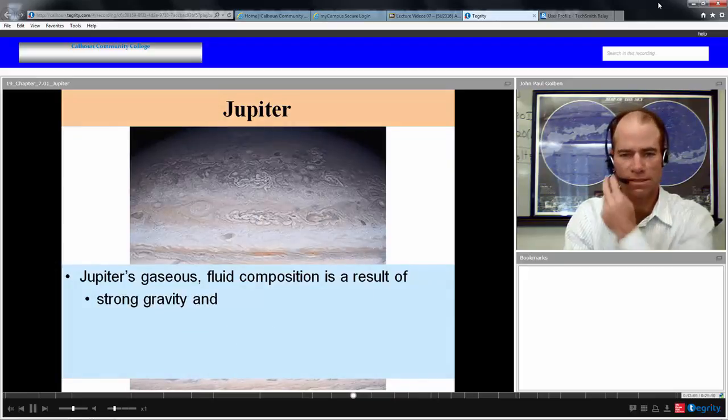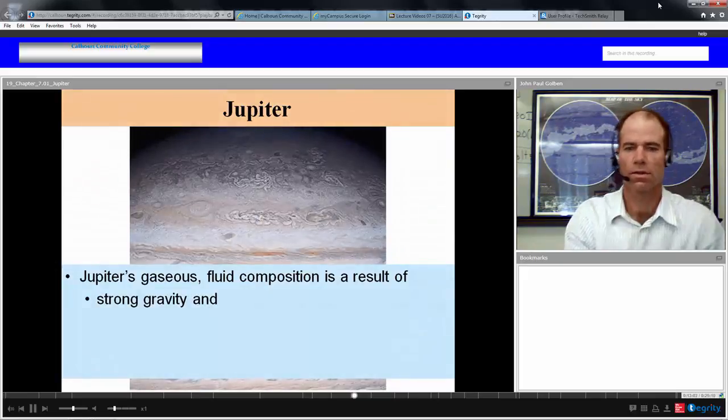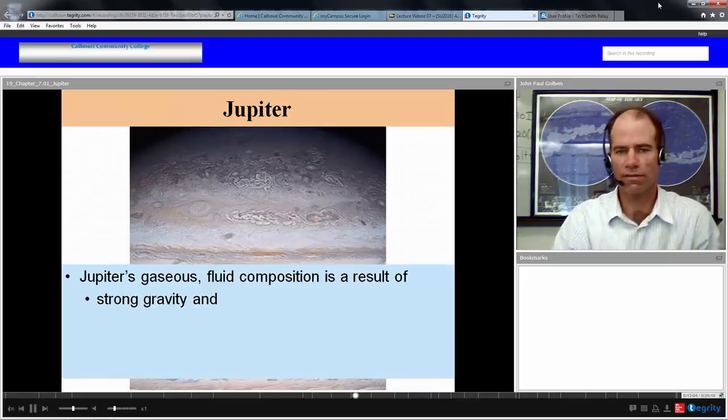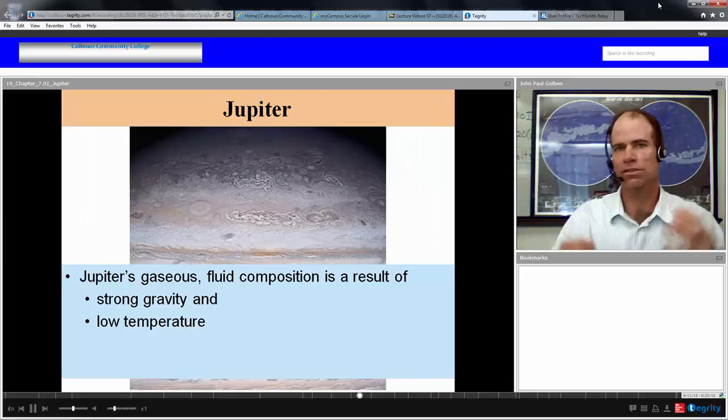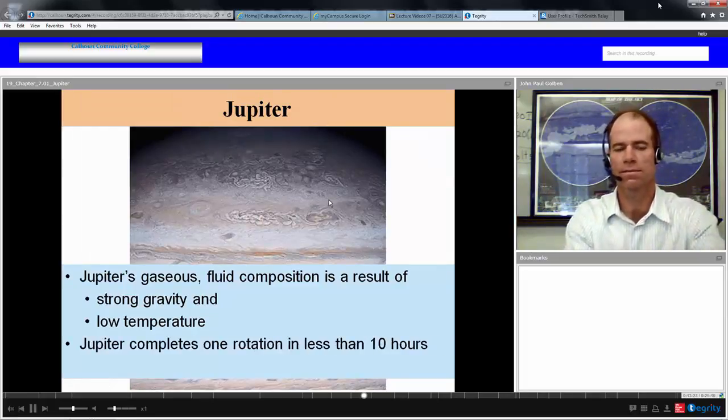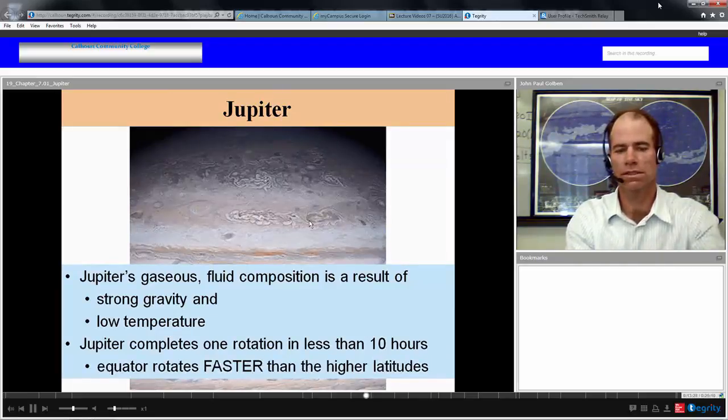Jupiter has a gaseous fluid composition. It's a result of strong gravity, so it has retained those gases and held them in, and low temperature, because the temperature is so low that the gas molecules can't get enough energy to escape that larger gravity. So with the higher gravity and low temperatures, it has retained even the lightest elements of gas. It completes 1 rotation in less than 10 hours. And the equator, as we said, is differential, rotating faster than the higher latitudes.